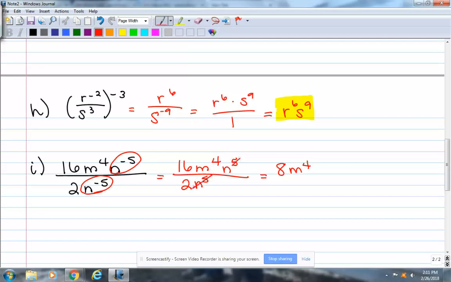So basically these two cancel each other out. So you cancel out the n's. If they have the same base with the same exponent, one on top, one on bottom, they cancel out. So my answer is this right here. That's it. I divided 16 by 2. The m's aren't changing because they don't have anything else with the same base.